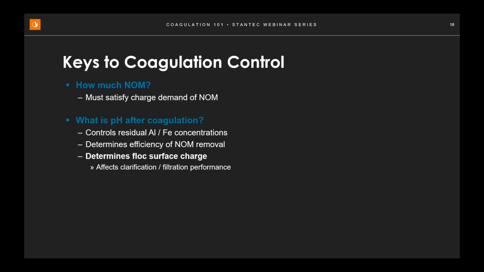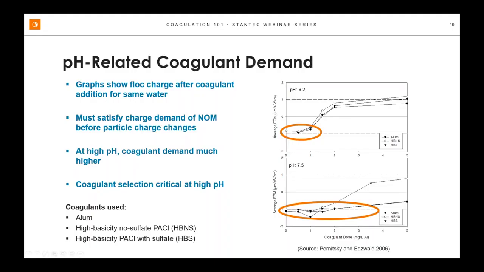Okay, so looking at keys to controlling coagulation, we have to know how much NOM, and we have to satisfy that charge demand of the NOM. And then we have to know the pH after coagulation. That's going to control our aluminum residuals. It's going to determine the efficiency of organics removal, and it's going to determine the floc surface charge, which in the end is going to affect the clarification and filtration performance. So this is an example of what I've called the coagulant demand, firstly, and then the effective pH.